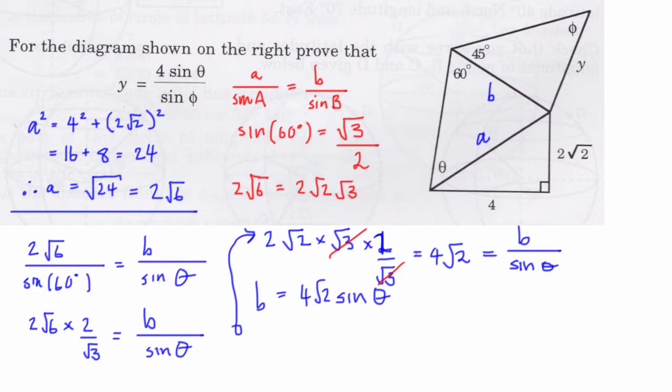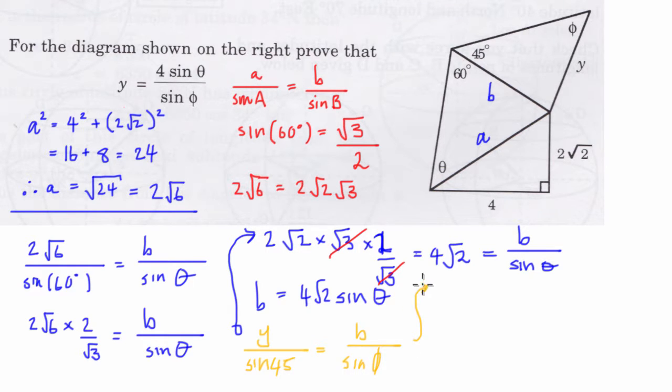I'm going to change color just so we can see what we are doing. Will we be able to see this color? Let's just check. So what we can do is we can say y divided by the sine of 45 is equal to b divided by the sine of phi.